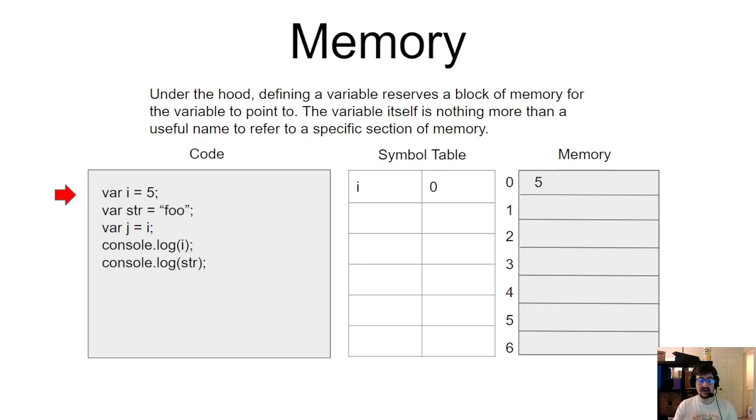Why does it pick 0? Well, 0 is the first block of memory that was unallocated, was not used. And that was because we didn't use any of our memory. And then it stores the value 5 at location 0 in memory.